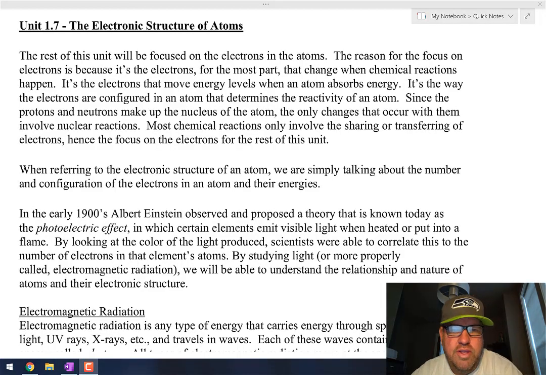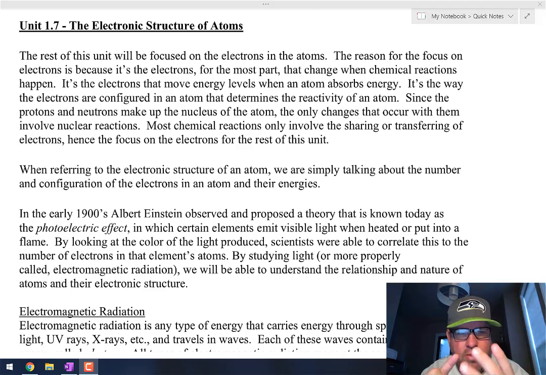All right, so far in this unit, we've talked about the subatomic particles, the protons, the neutrons, and the electrons. We talked about how protons can't change. If they change, you change the element. We talked about isotopes when neutrons can change. And we've talked a little bit about electrons, okay?